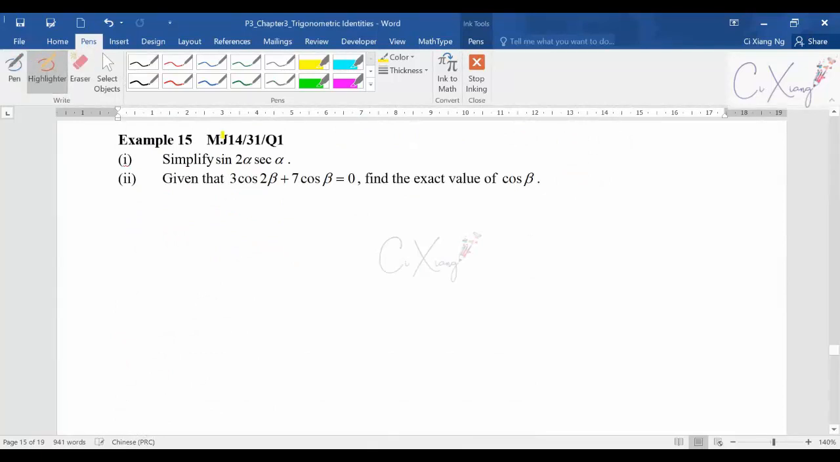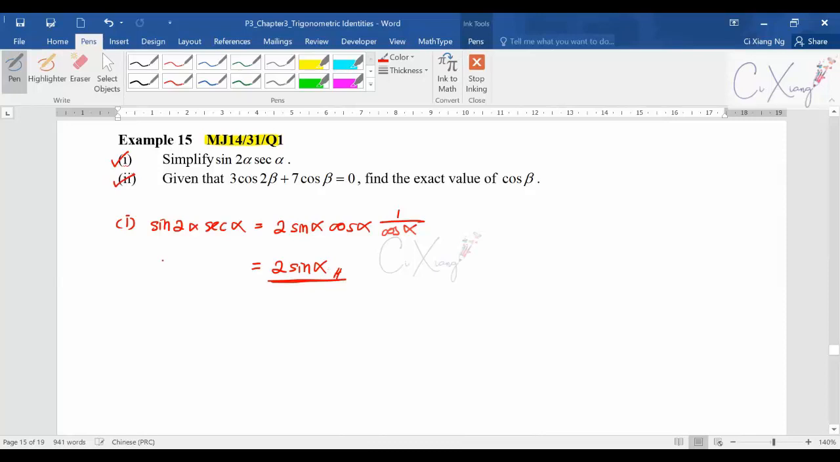So have a look at example 15. Okay, first part, they want you to simplify this identity. So they want you to simplify sine 2 alpha and secant alpha. Alright, so sine 2 alpha, how can you separate it? It becomes 2 sine alpha cos alpha. How do you expand secant? It will be 1 over cos alpha. So eventually what do you get? You have 2 sine alpha. This is a very simple question. You just expand it straight away. Okay, then now let's continue to part number 2.